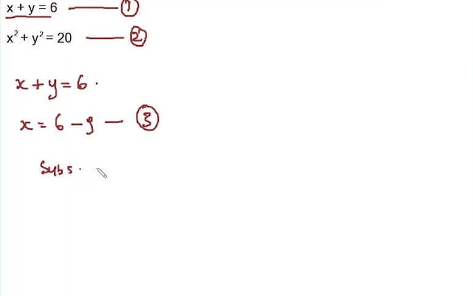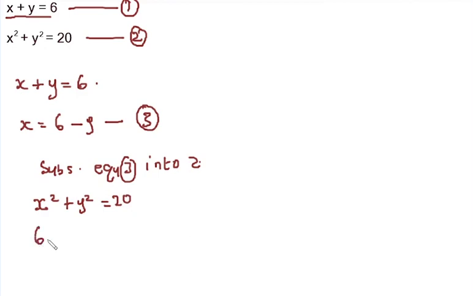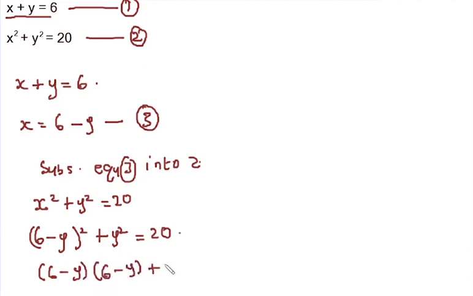Substituting equation 3 into 2. So my equation 2 was x squared plus y squared is equal to 20. So I'll simply be putting the x value, which is 6 minus y. So (6 minus y) squared plus y squared is equal to 20. So from here, (6 minus y) squared is (6 minus y)(6 minus y), plus y squared is equal to 20.